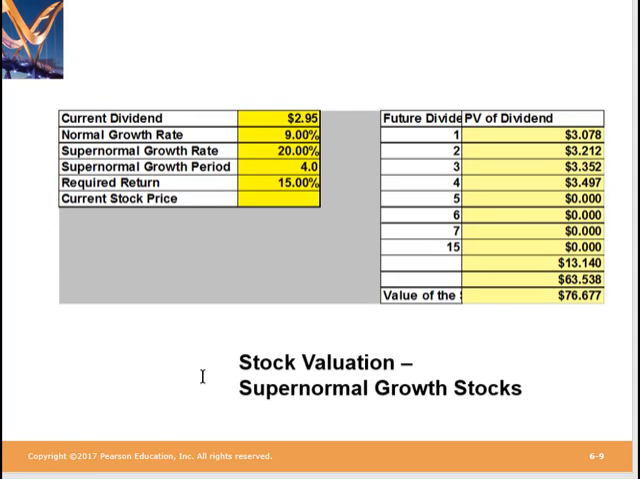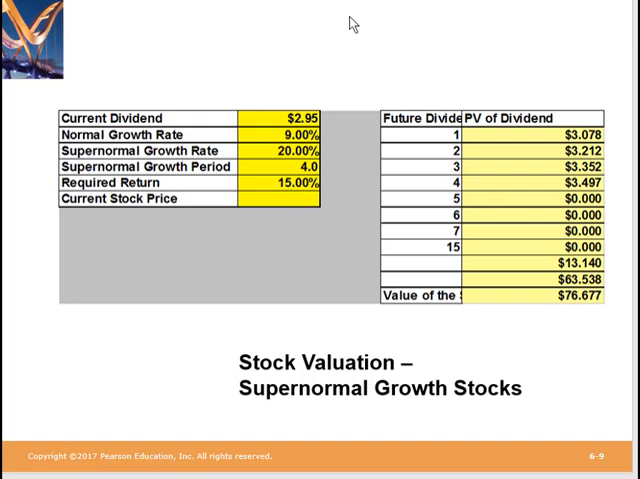So we use the stock valuation supernormal growth stock worksheet. Again, enter the data we know. Current dividend, $2.95. The normal growth rate, that's the average growth rate, really is about 9%. But because of this innovation, we're going to experience a 20% growth rate for the next 4 years. And again, the required return, 15%.